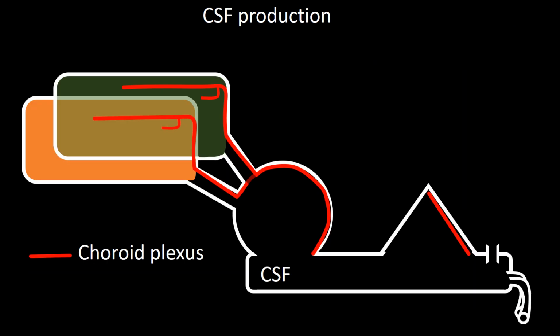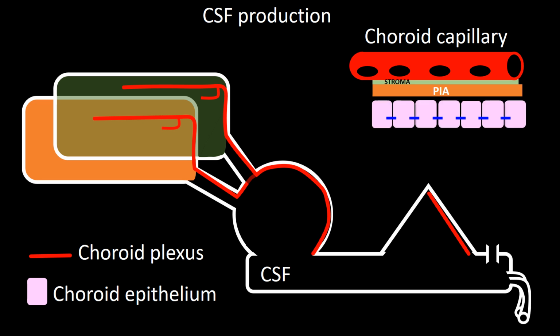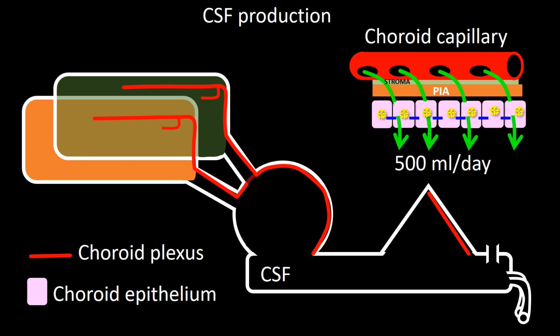I will use this diagram we have drawn before to explain CSF production. Key to CSF production is the choroid plexus epithelial cell. The choroid plexus capillaries, unlike other capillaries in the CNS, have holes which allow leakage of plasma. The plasma ultrafiltrate goes through the stroma and the pia to be taken up by the choroid plexus epithelium. The choroidal epithelial cell has a machinery that processes the plasma ultrafiltrate, which after processing is released to the CSF. The choroid plexus produces about 500 ml per day of CSF.